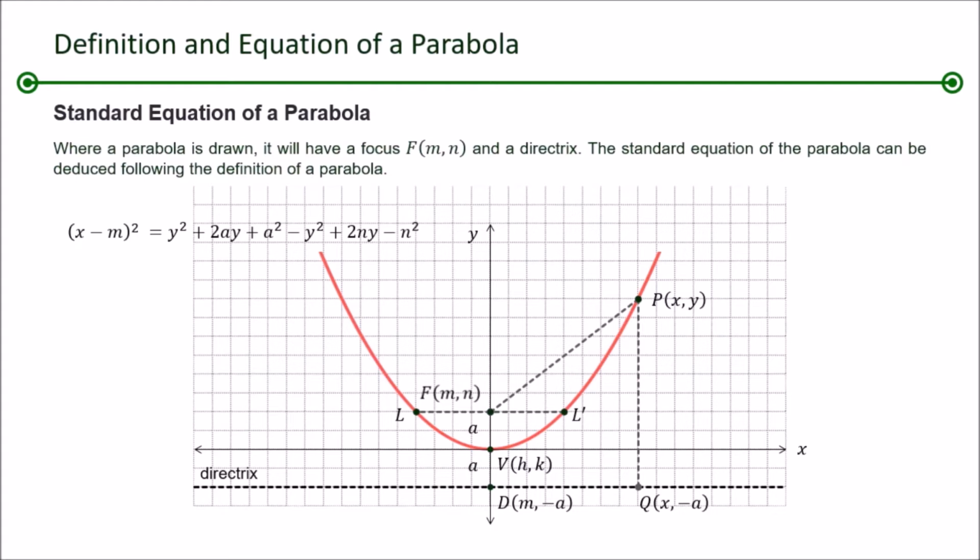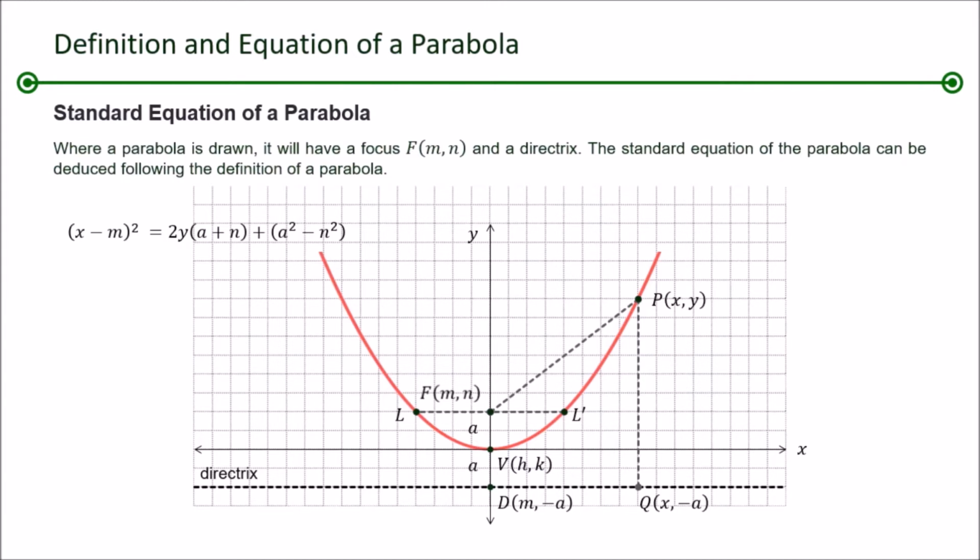Notice that we can cancel out y squared and negative y squared. We then sort the remaining terms in such a way that we can group 2ay and 2ny together, and a squared and negative n squared together, resulting in 2ay plus 2ny plus a squared minus n squared. Notice in the first two terms, we have the common term 2y that we can factor. Doing that, we have 2y times a plus n.